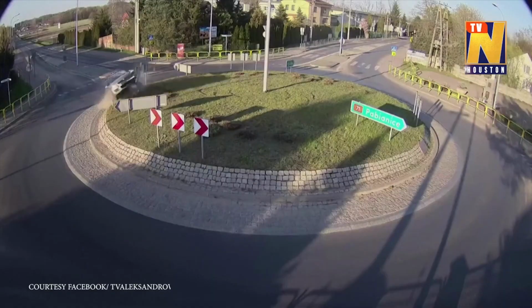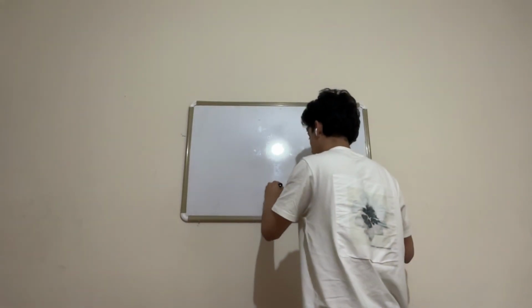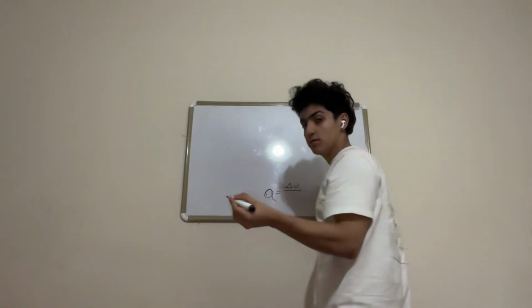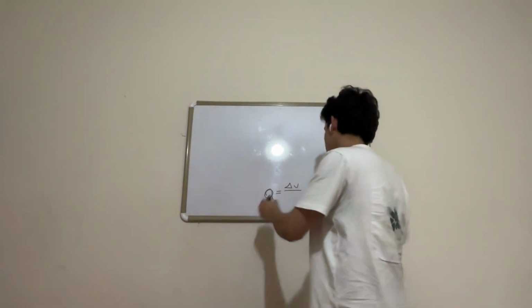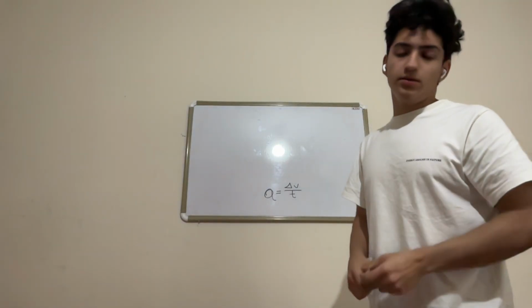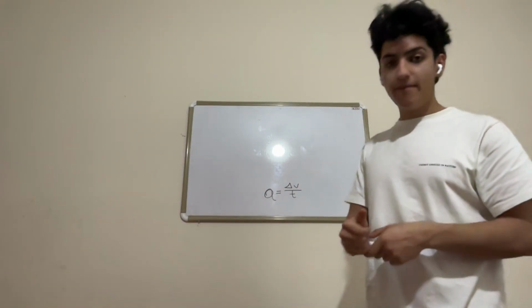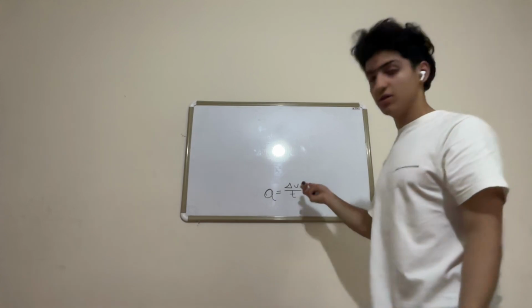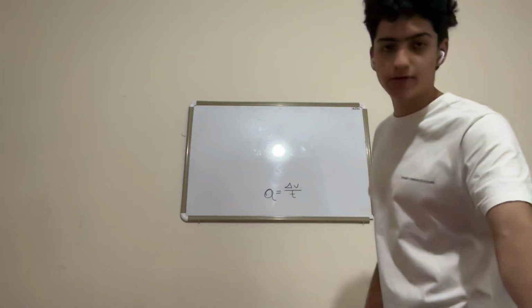So, today we're going to talk about constant acceleration. As we know in physics, we know what acceleration is, right? Acceleration is delta v, basically the change in velocity over time. And we know acceleration, but what happens when we have constant acceleration? Well, when we have constant acceleration, the velocity in this case is linear, right? It increases linearly.